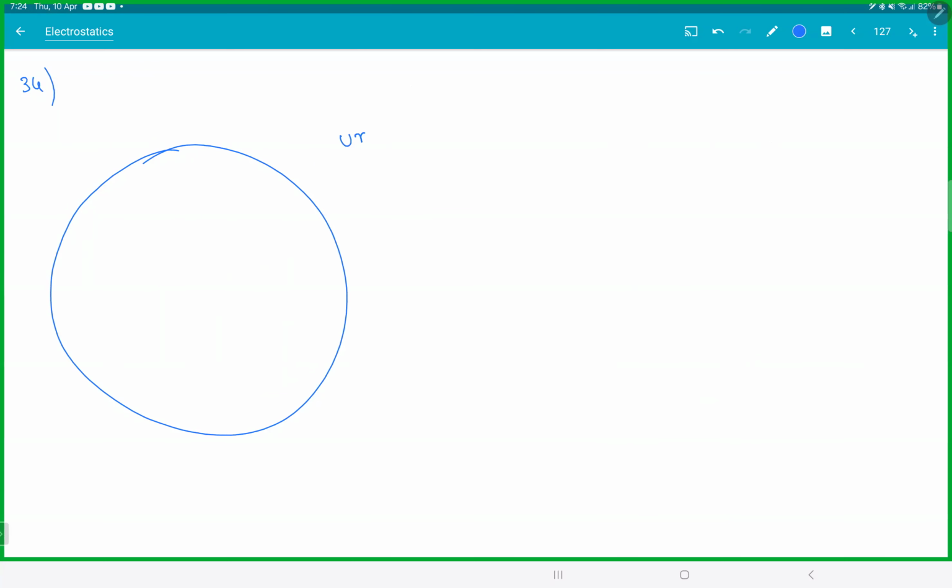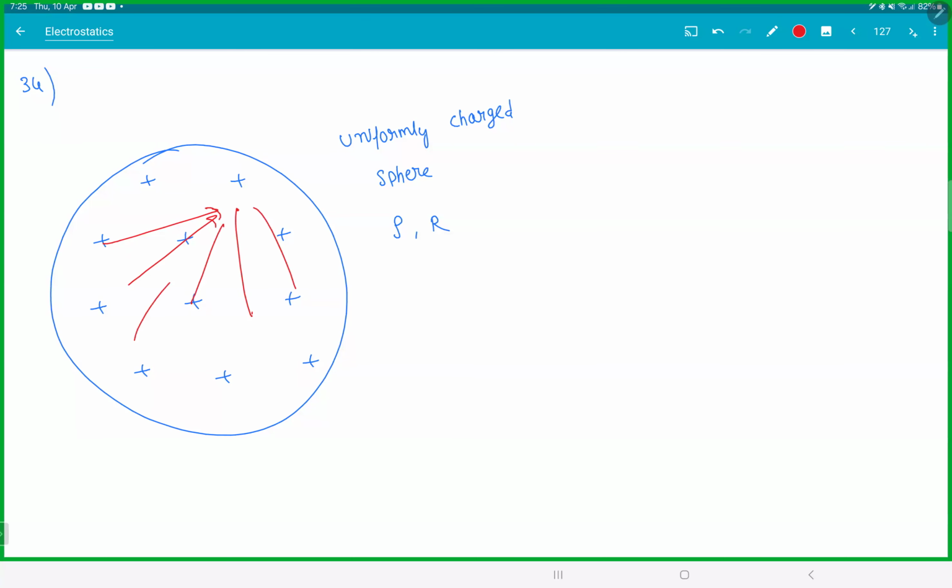We have a uniformly charged sphere. Now we know like charges repel each other. So density is rho and radius is r. If you look at this point here, this charge is repelling it. Everyone is pushing every other one. Imagine if I put 50 people in a room and everyone hates each other, what will happen? The entire room will start fighting with each other. So a lot of pressure builds up. I want you to find the pressure at a distance x from the center.